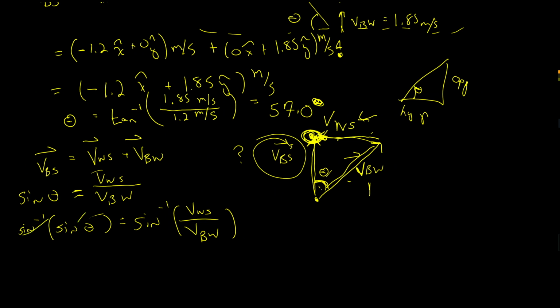So these will cancel, leaving me theta equals the inverse sine of the velocity of my water, which is 1.2 meters per second, over 1.85 meters per second. Now notice the units cancel, and this is unitless. The things inside a sine function, the units should always cancel. They should be a ratio of things. So I go second inverse sine, 1.2 divided by 1.85, and I get 40.4 degrees.